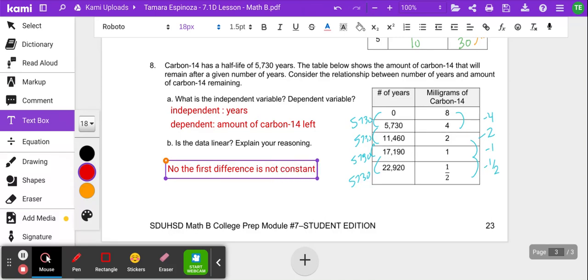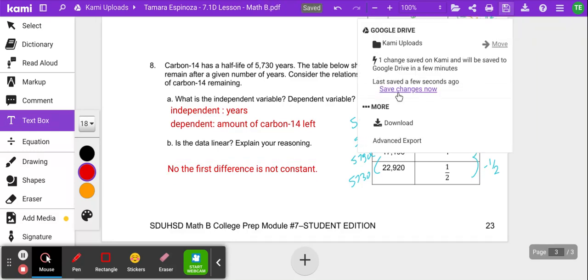Okay, even the second difference is not constant. This is a different type of equation, but you don't need to go there. All right, hit save, turn it in, and you are on to your homework.